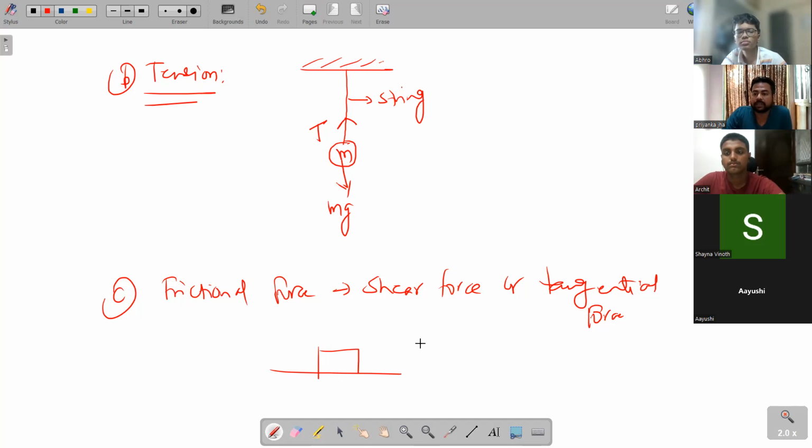So friction force always acts along the surface of contact. Suppose this body is trying to move in this direction. Friction force will always oppose the relative motion. So friction force will always act like this, along the surface of contact, F. This is also called tangential or shear force.